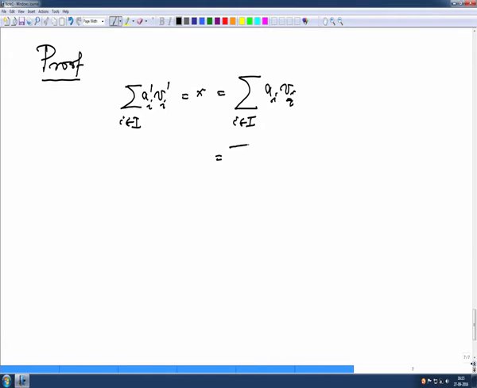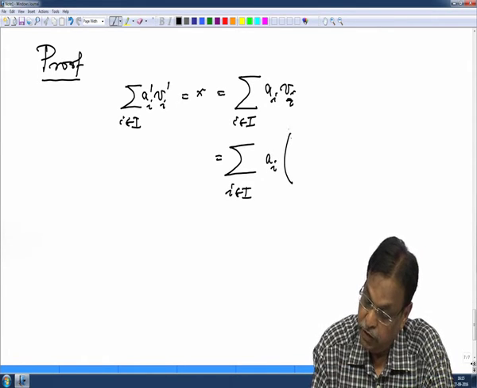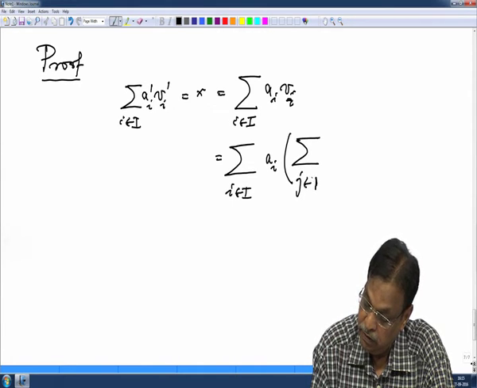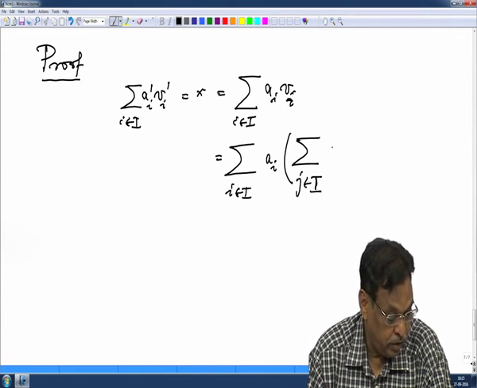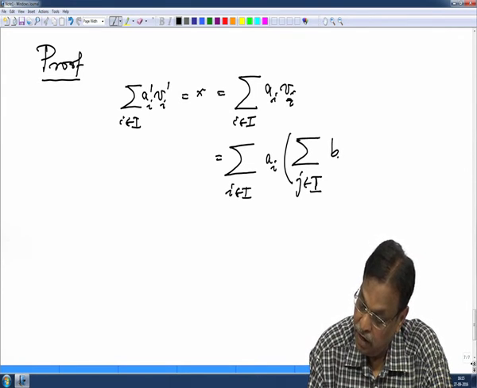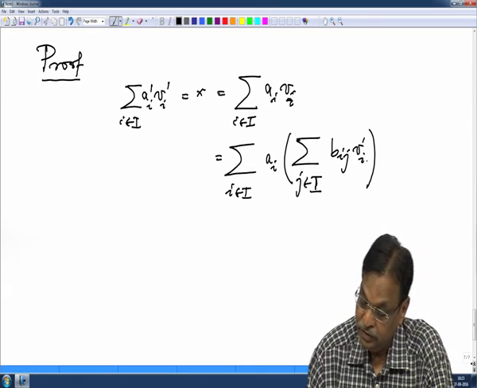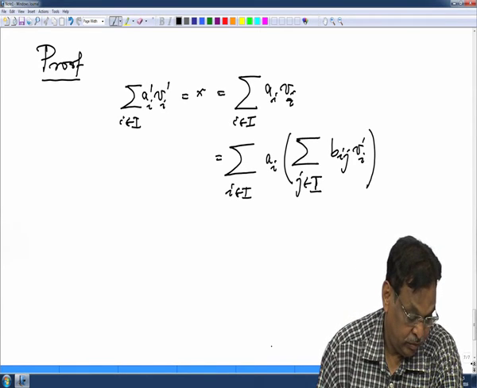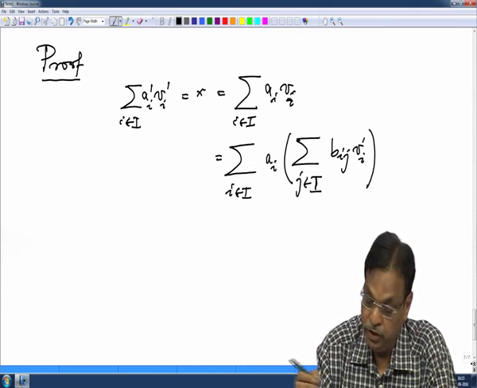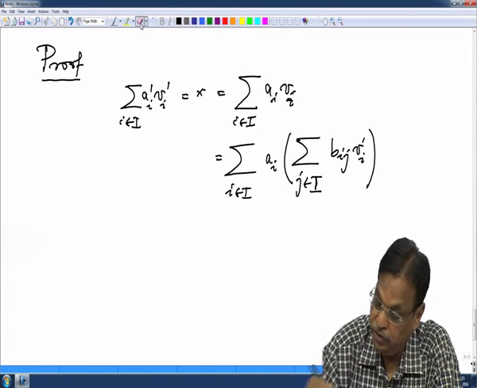So that is summation i in I, a_i, and v_i is substituted. Now I have to use the index j. So j in I, and this v_i is b_ij v_i prime. I have interchanged the indices i and j. Or maybe we do not do that. So let me erase this thing and we do it.